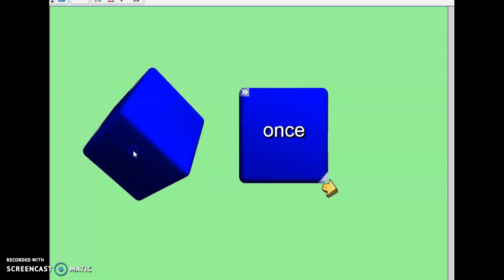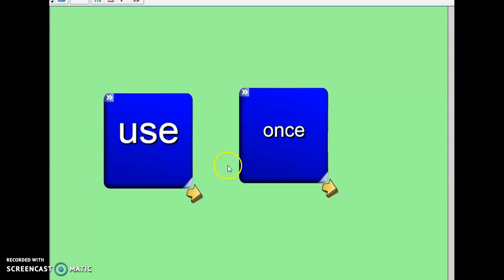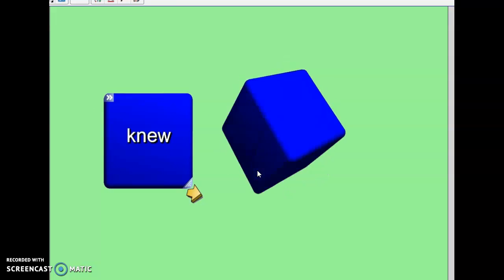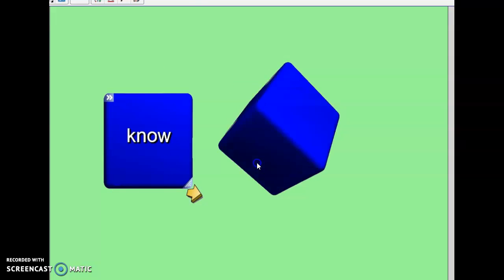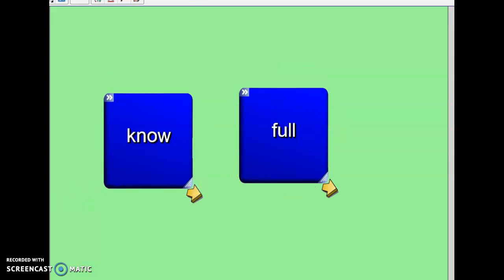Let's know our words. Use. Both. New. Often. No. Full.